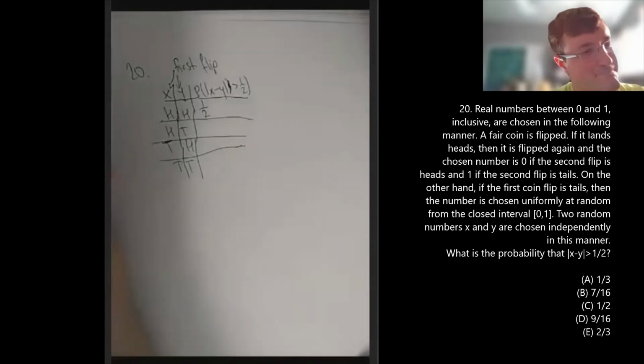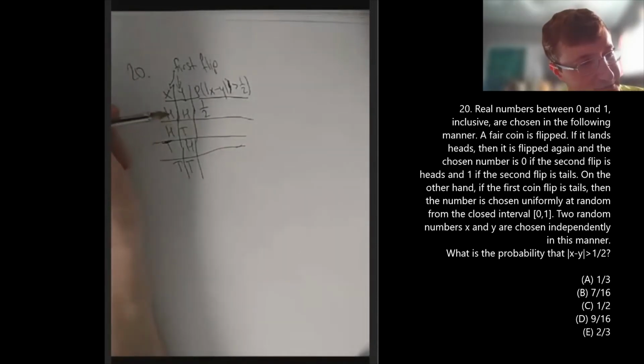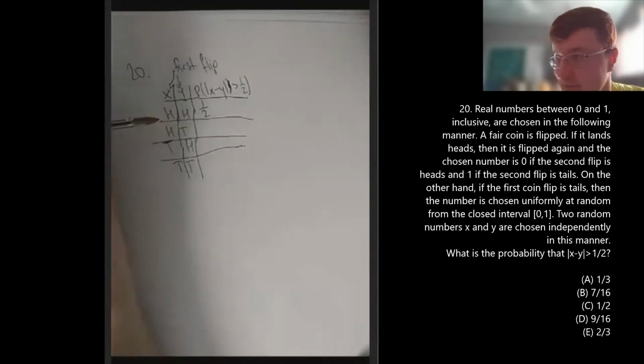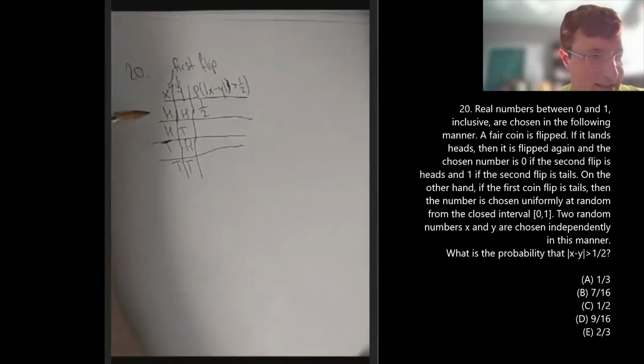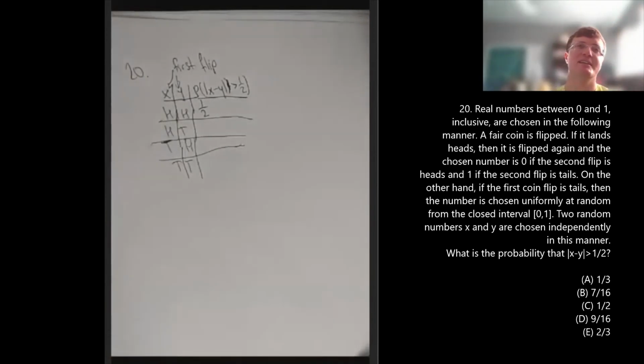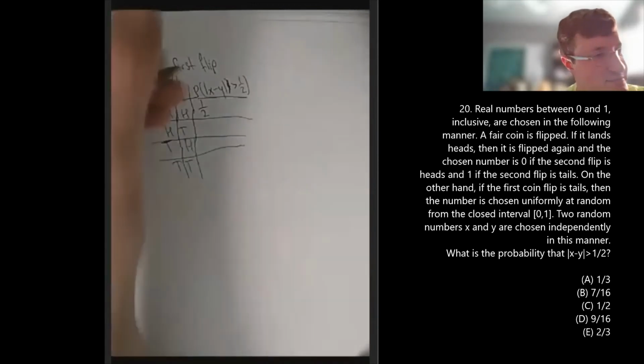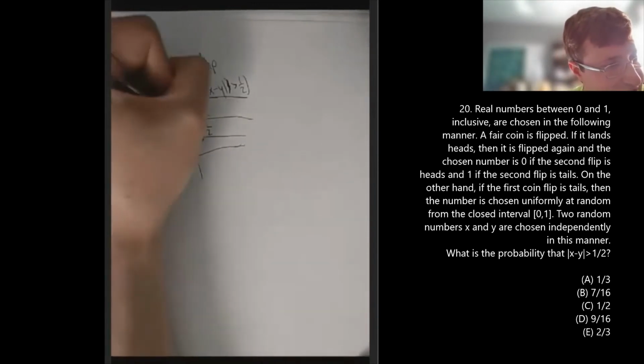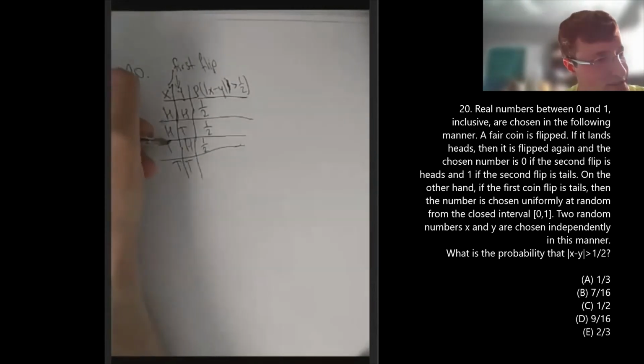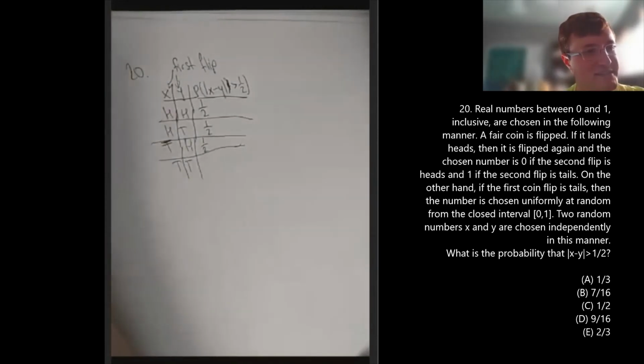Okay, heads and tails, well, so x is going to be either 0 or 1 with probability 1/2, and then y is going to be a random number from 0 to 1. So no matter what x is, there's an interval of length 1/2 where y could be. So that's probability 1/2. This is 1/2 as well by symmetry. And then tails is a bit more complicated.